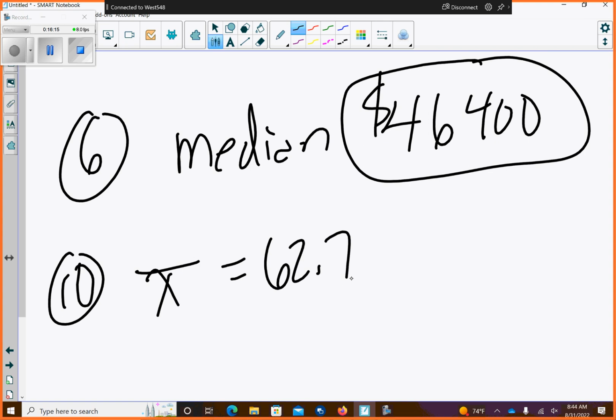And what does the median mean in the context of this problem? Half the heart rates are above 61 and half are below 61.